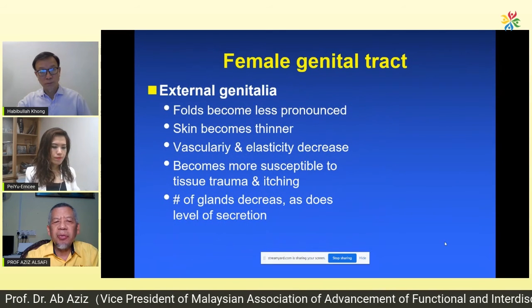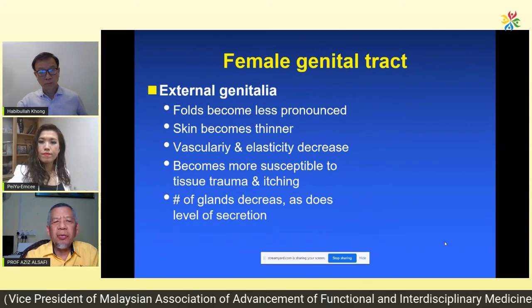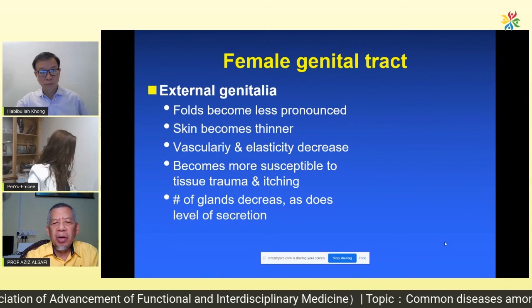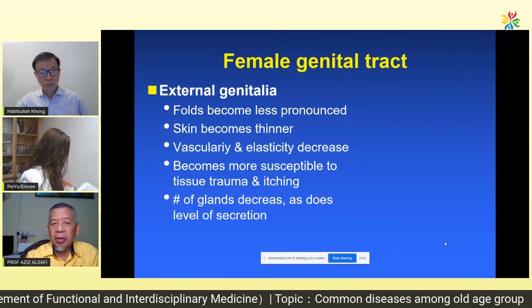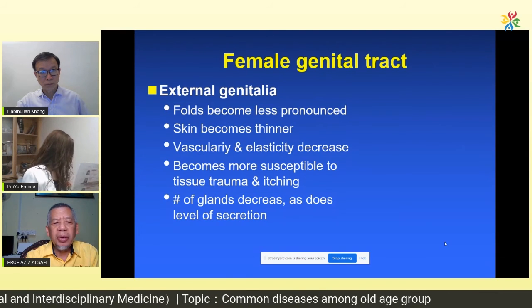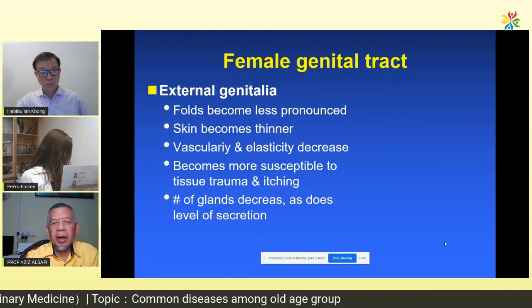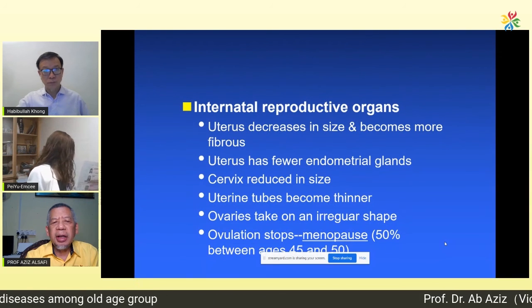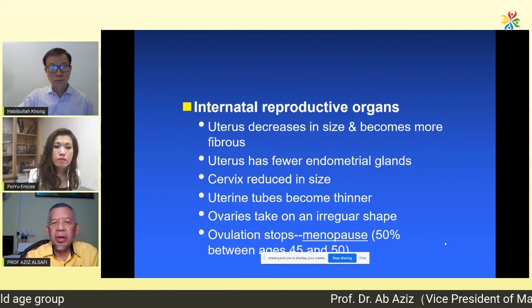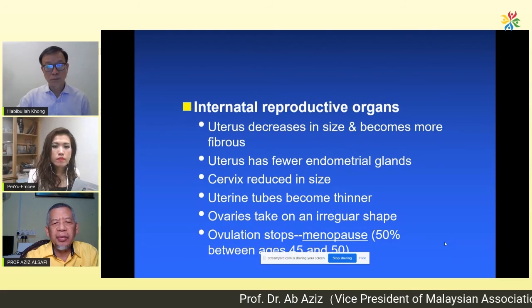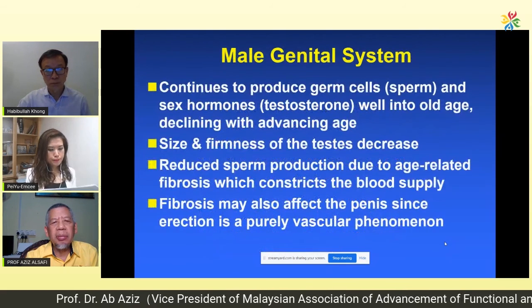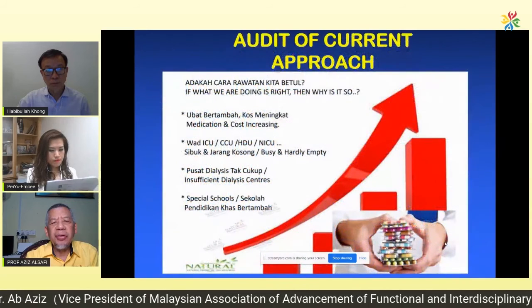Then genital problems, also we have problems there. In the female genital tract, folds become less pronounced, skin becomes thinner, vascularity and elasticity also decrease, and it becomes more susceptible to tissue trauma and other things. In the internal reproductive organs, the uterus decreases in size and becomes more fibrous. Then we come to the male genital system.